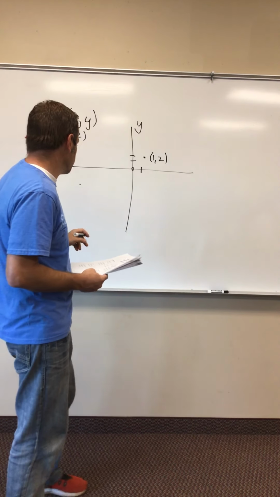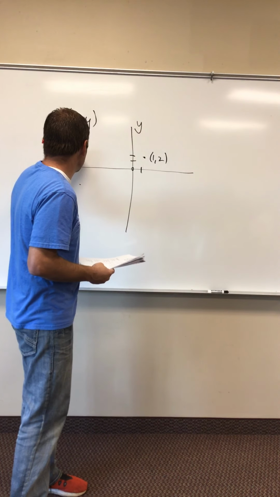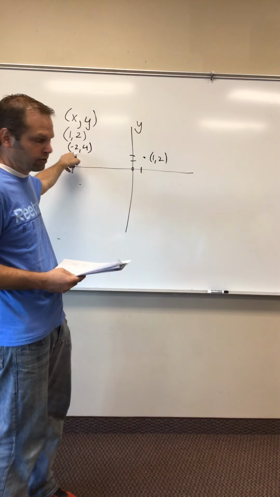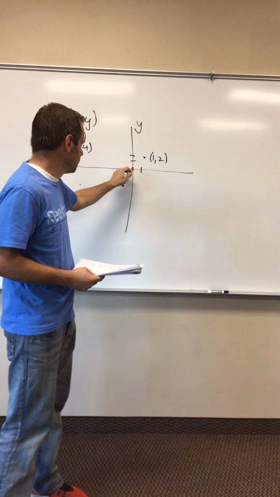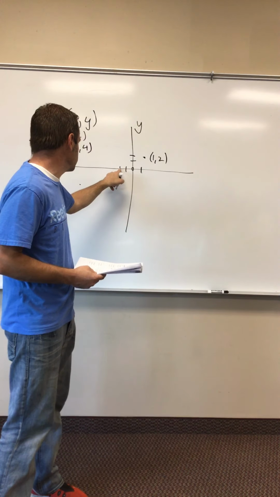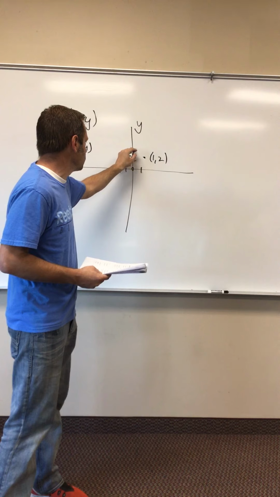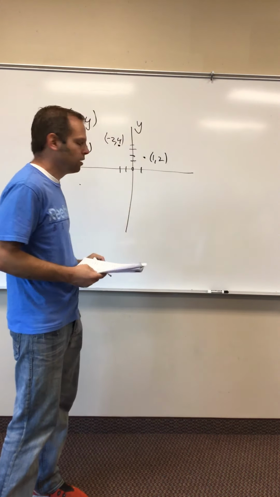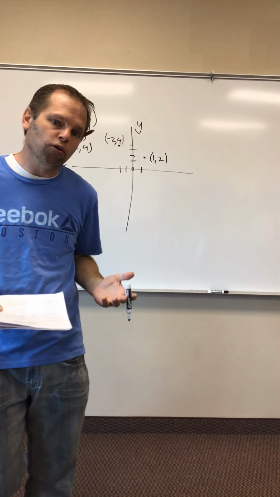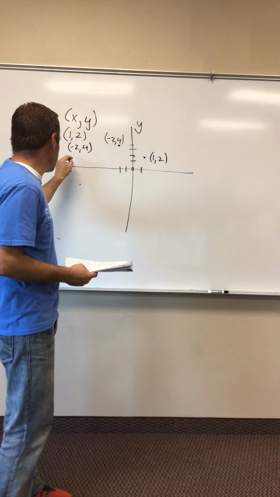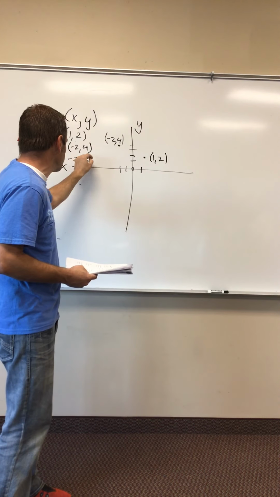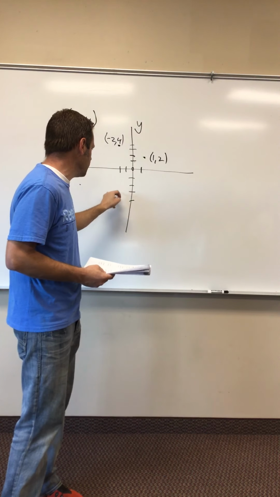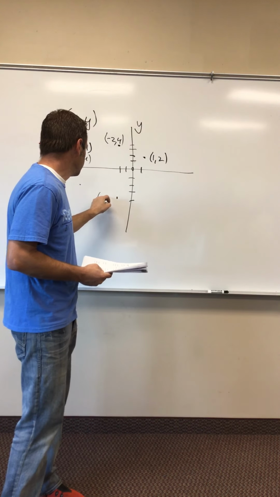So let's look at a couple of points. If I have negative 2 and 4, negative 2 I would look at as my x. So I come to my x-axis, I go 2 in the negative direction, and then I go up 4. 1, 2, 3, 4. That's where I'm going to put my ordered pair or my dot. If I have negative 2 and negative 4, again I would go negative 2, this time I would go down, that point would be right here.